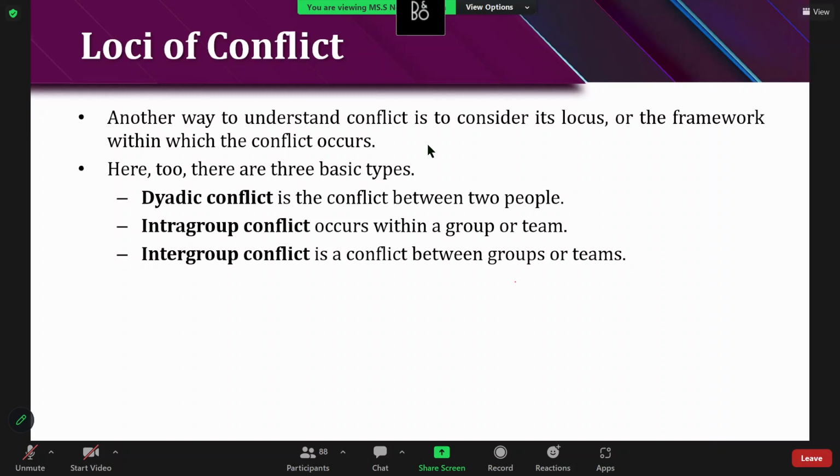And intra-group conflict, in the sense, the conflict which occurs within a group or team. If the organization has a team composed of maybe five people, and if any conflict or disagreement arises among those five different people, we can say that it is the intra-group conflict. Only that particular group.